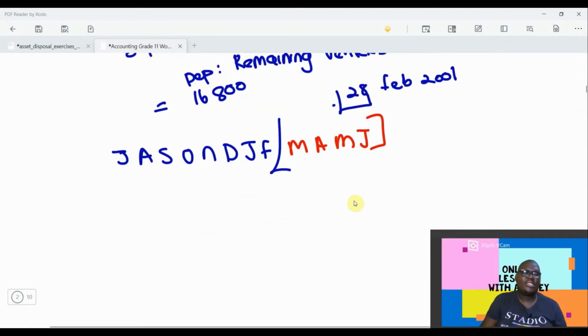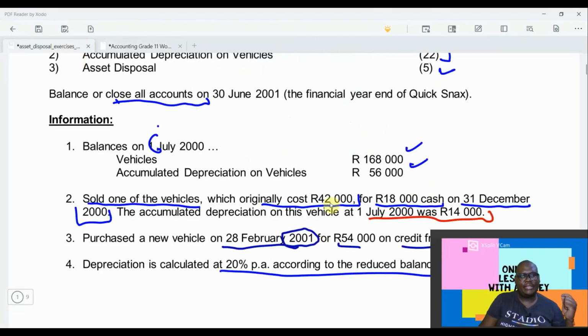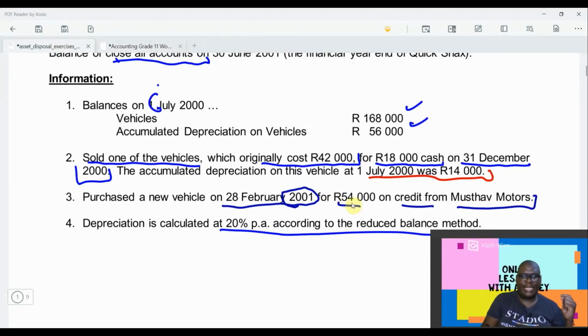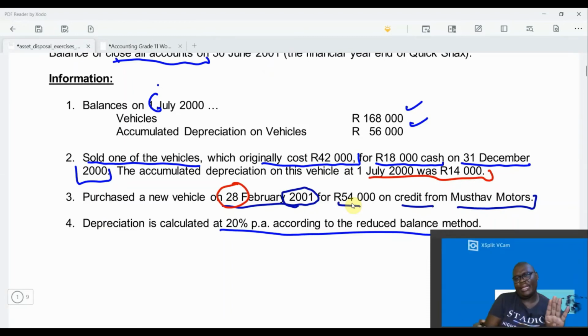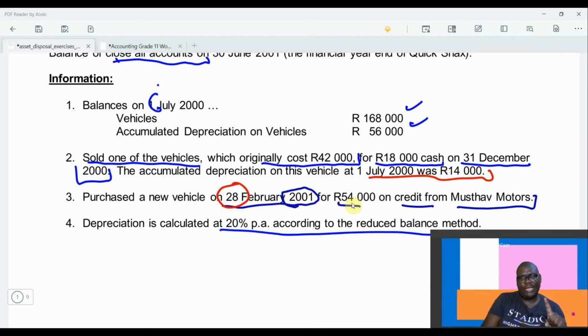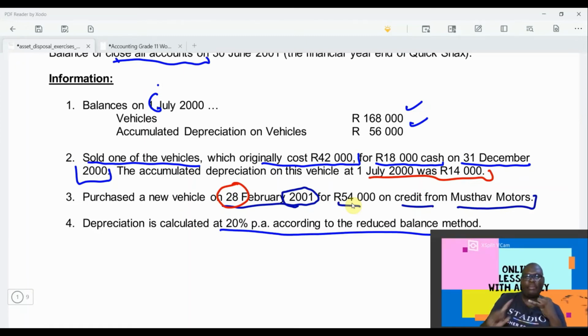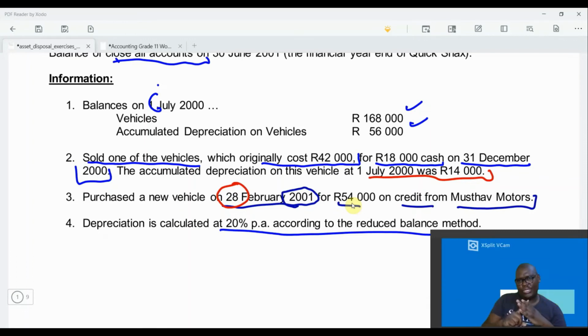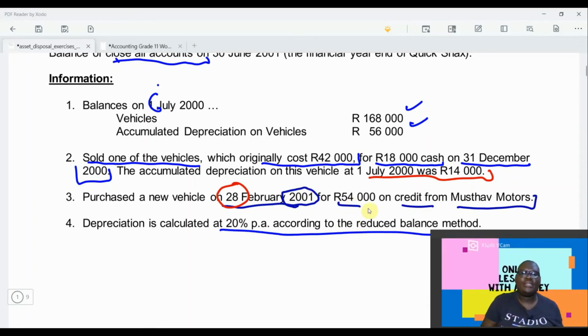So you can see March. Remember here the date is 28 February, which means you don't count February. If it was 1 February, we were going to count it. But because it's 28 February, we don't count it. So it's going to be March, April, May, June.